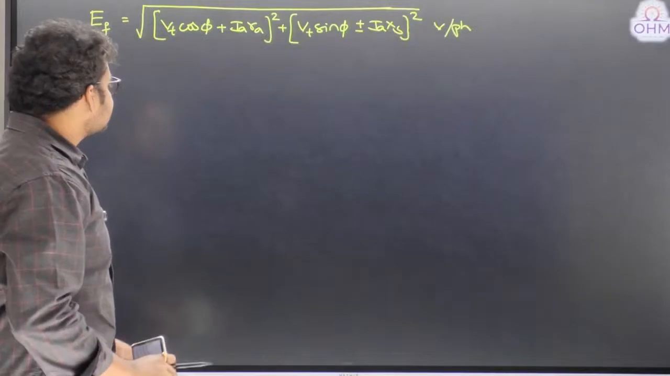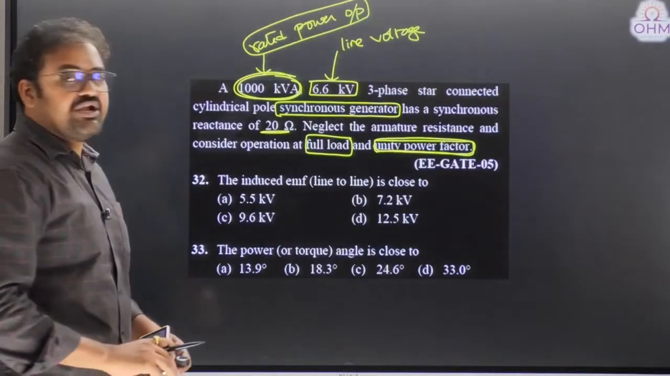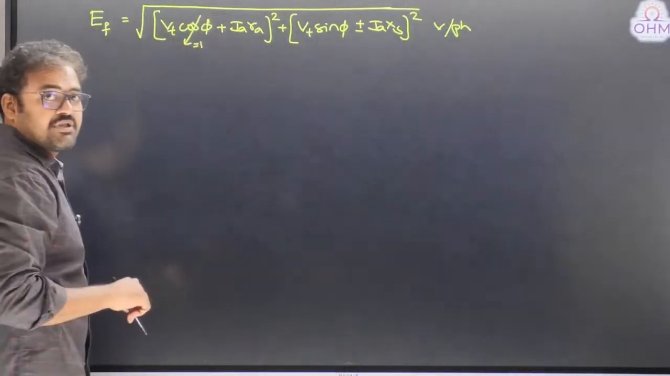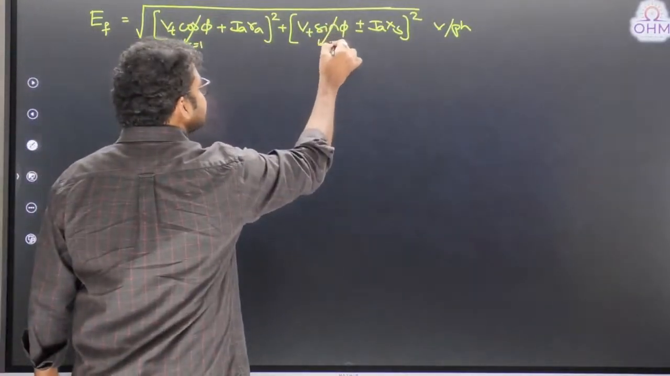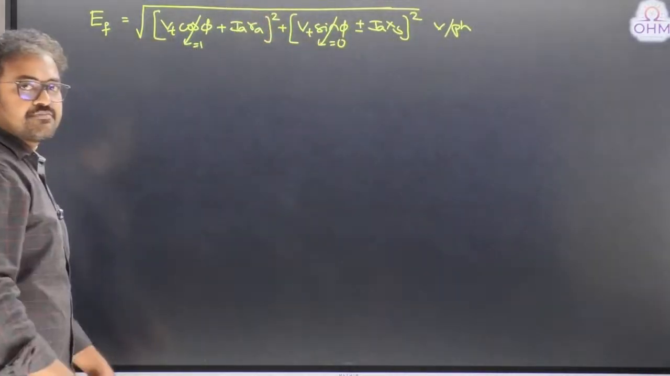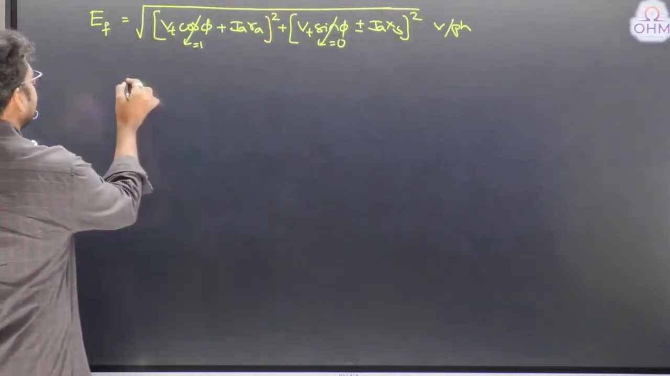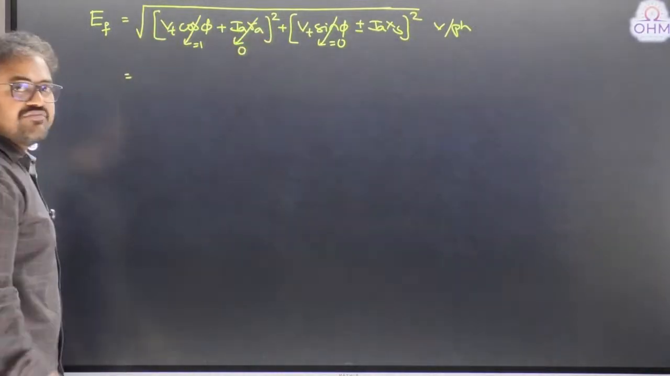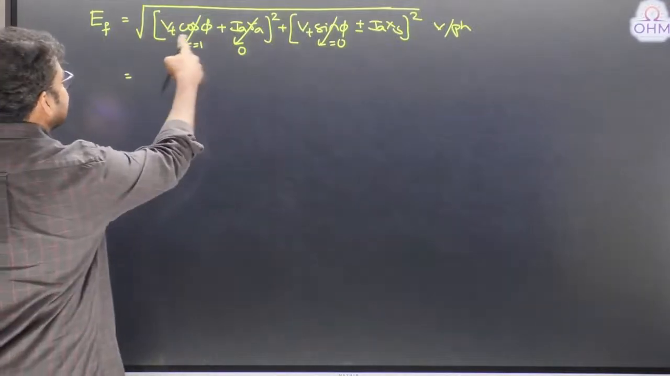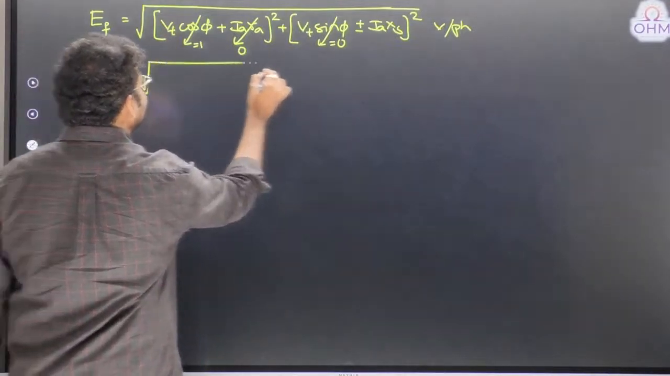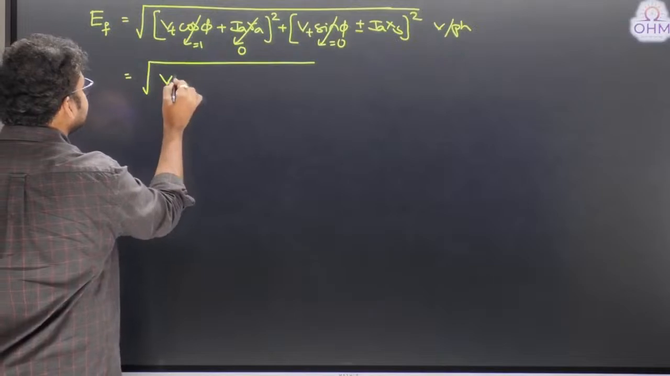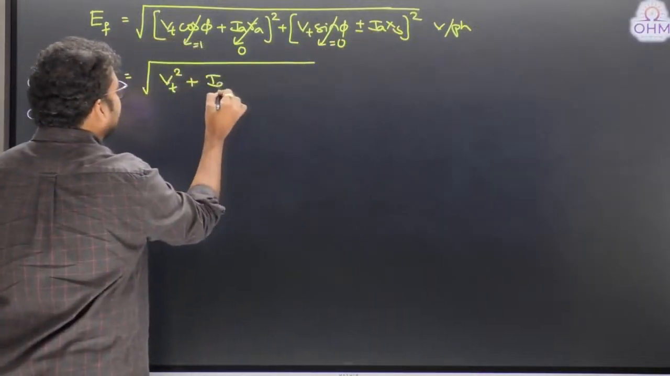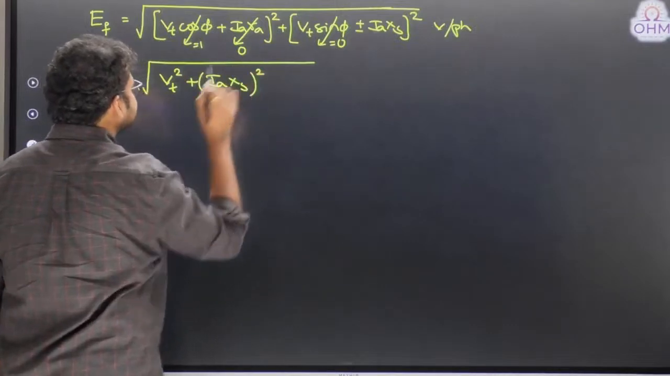But fortunately in the question, what is the power factor? Unity. Unity power factor means cos phi is equal to 1. If cos phi is equal to 1, can I say sin phi will be equal to 0? Therefore, already Ra drop is neglected. Ra was not given. Ra is 0. Therefore, in the first term, only Vt remains. So, square root of Vt square plus, since sin phi is equal to 0, the remaining value is (IaXs) whole square.